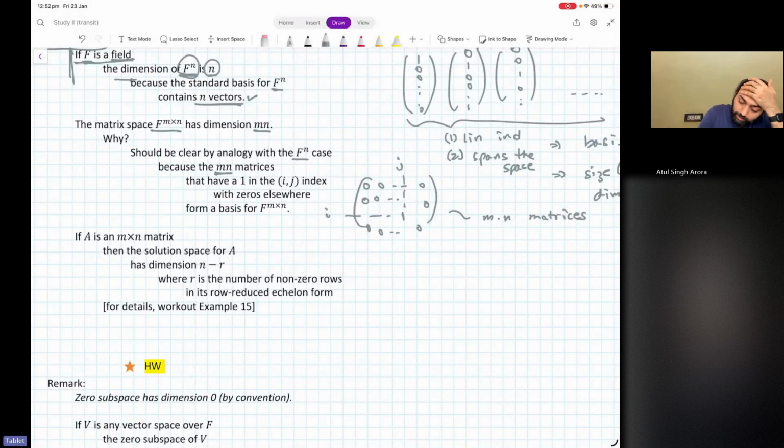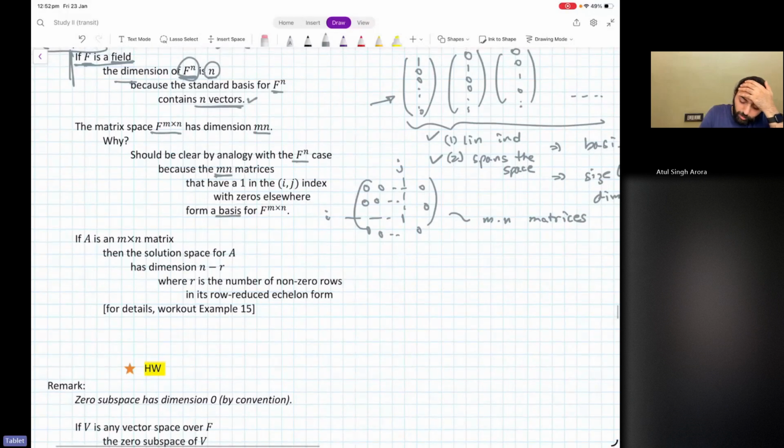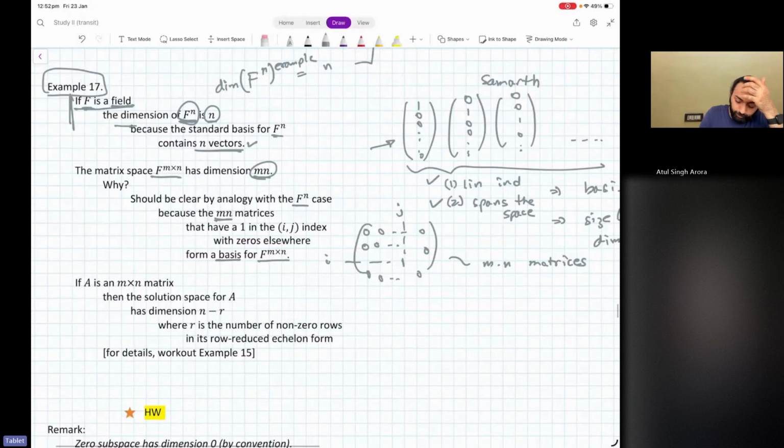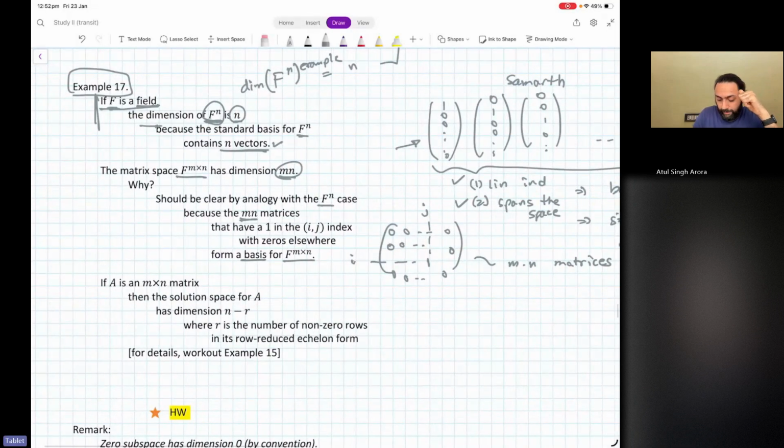And using these matrices, just as we did in the case above, you can show that they're linearly independent and that they span the space, right? Yes, sir. Okay, and so therefore they form a basis, and therefore the dimension is m times n. Is this clear? Yes, sir. You seem to be hesitating. I don't know if you're okay.